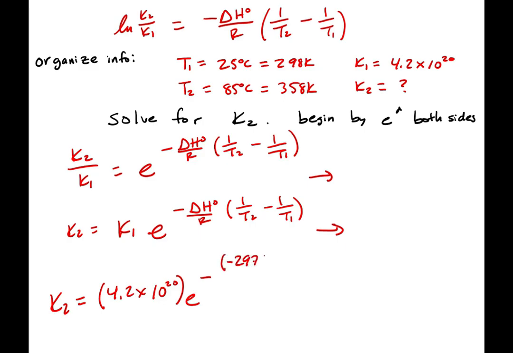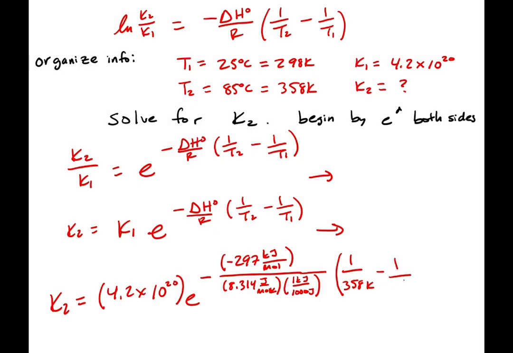Negative 297 kilojoules per mole, over R, we should use 8.314 here, and that's joules per mole per Kelvin. We've got to make the units compatible, so I'll turn the joules into kilojoules. I'll just divide that by 1,000, times 1 over T2, which we define to be 358 Kelvin, minus 1 over T1, which we define to be 298 Kelvin.